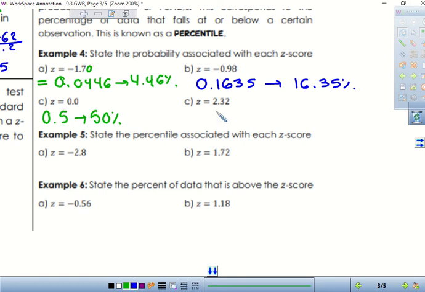And the next one, you're going to have to use the one on the right, which is the positives. So you go to 2.3, and then you go over to 0.02, and you should get 0.9898, also known as 98.98%.